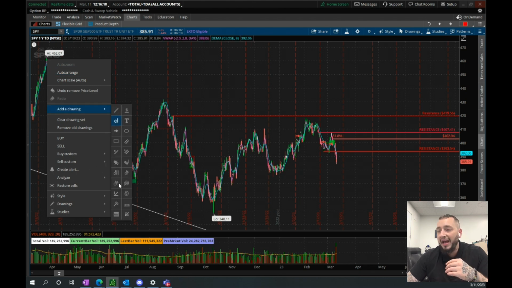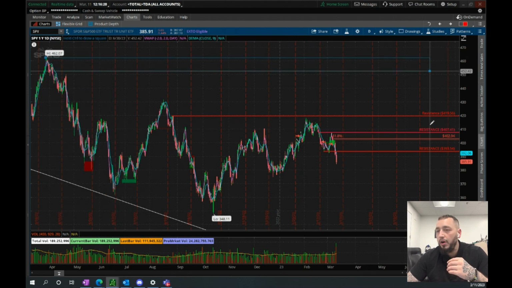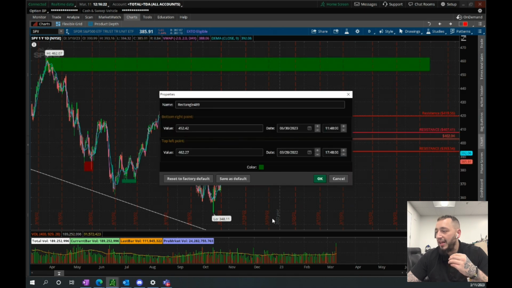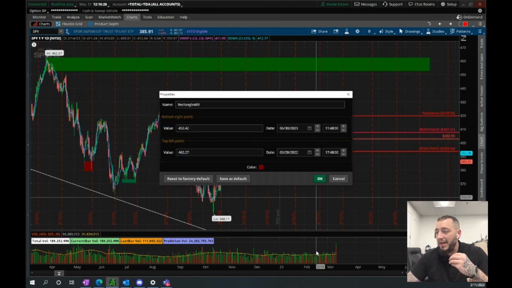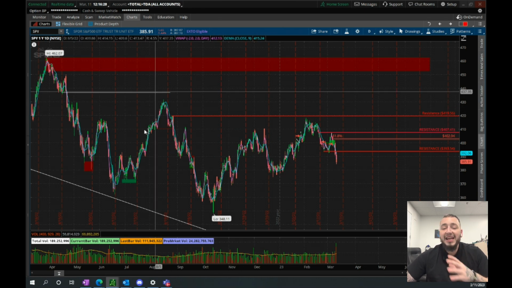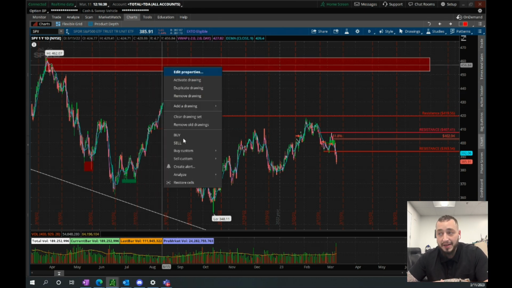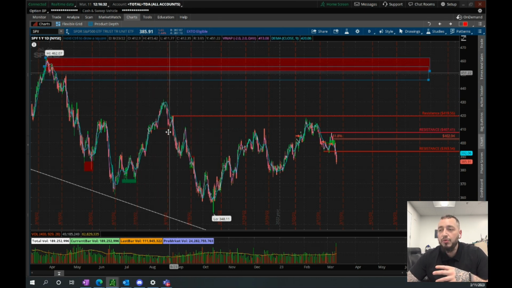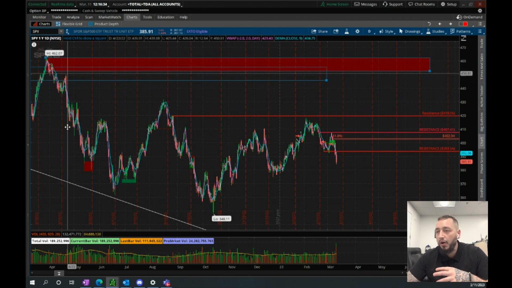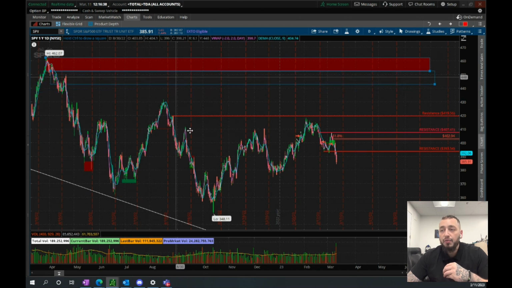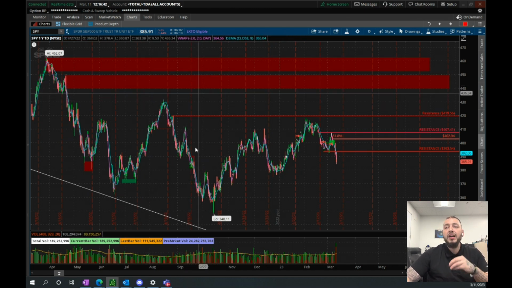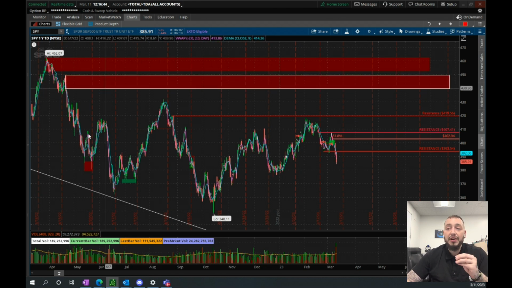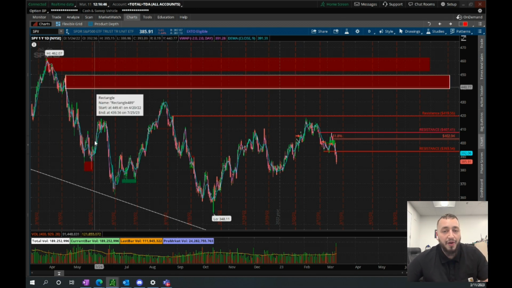So right click, add drawing, and you draw out your rectangle. Bam, just like that. I like to mark them with specific colors, so we are going to make this red, indicating this is an area where sellers are present. Then as you move down, over here at 450.81, price came up and then sold off in this area as well, so we're going to mark another red rectangle.